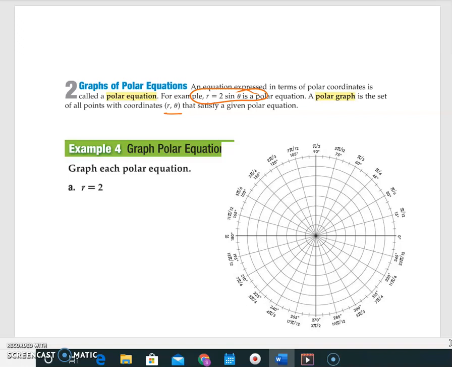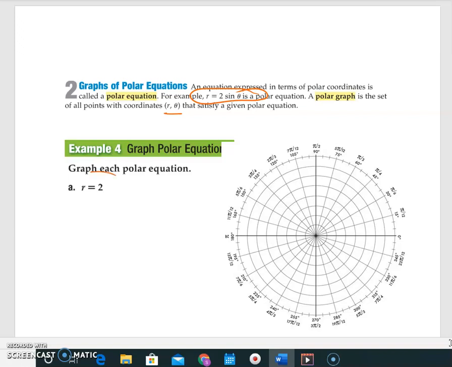Again, we're just going to look at some very, very basic ones, very similar to having an equation that says x equals 2 or an equation that says y equals 7. That would be what I would say is similar as far as a rectangular coordinate system goes.